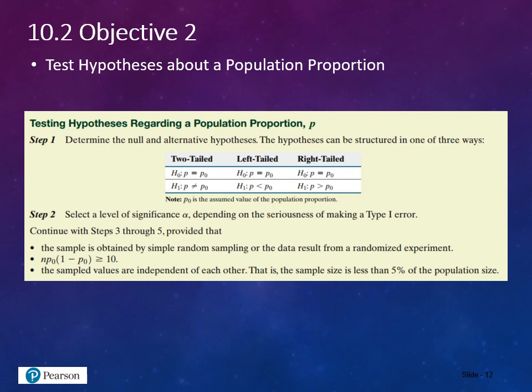Our second objective is to test hypotheses about a population proportion. So our first step is to determine the null and alternative hypotheses, and we know that these can be structured in one of three ways: left-tailed, right-tailed, or two-tailed, depending upon whether we're using less than, greater than, or not equal to. Then we select a level of significance alpha depending on the seriousness of making a type 1 error. So it really depends upon what we're looking at statistically. And then we continue with steps 3 through 5, provided that the sample is a simple random sample, and that the sample size is large enough and small enough, right? Somewhere in that middle. And we know how to do that between the 5% rule and calculating our sample size with the proportion, making sure it's greater than or equal to 10.